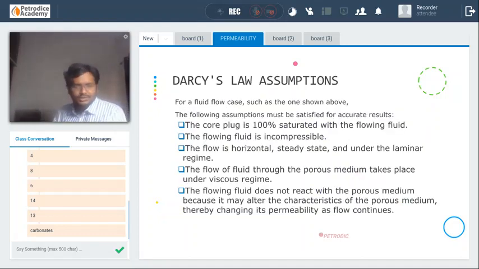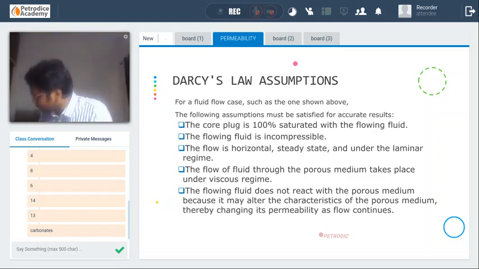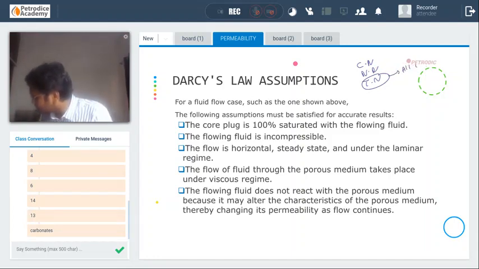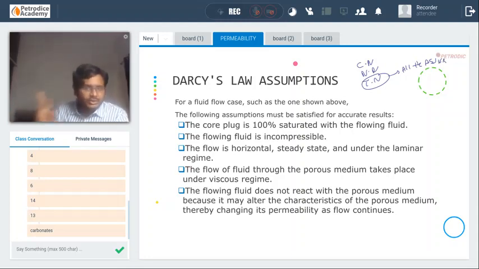Okay. Next are the Darcy's law assumptions. See guys, as I told you, have 3 books: class notes, numerical notes and theoretical notes. In the theoretical notes, have a separate section for all the assumptions. Write these particular assumptions in your class notes, and after the class, write them in your theoretical notes.